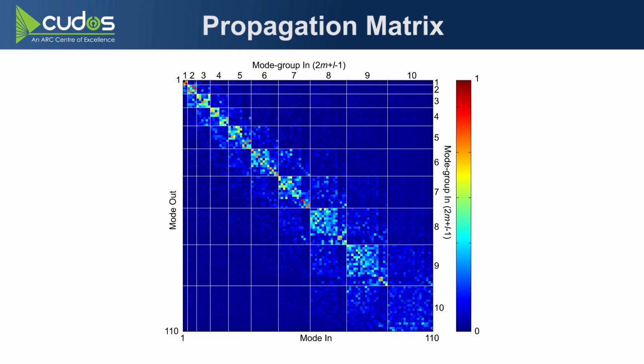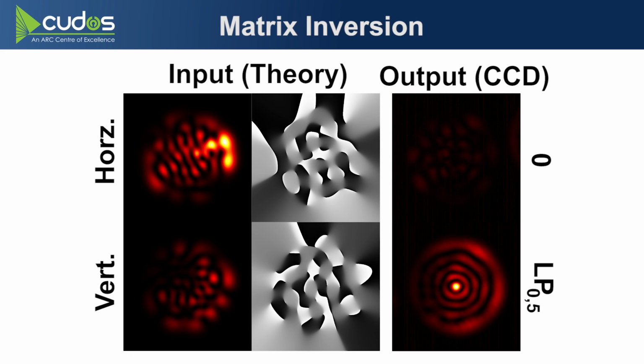So rather than launching in a pure mode at one end and having a mixed mode arrive at the receiver, you can launch in a mixed input to get the desired mode at the output. And here's an example of that for a vertically polarized LP05 mode. From the measured matrix, the required input should look something like this. So a pattern required to generate that modal distribution is displayed on the SLM, and the output on the right there is observed on a camera at the output.